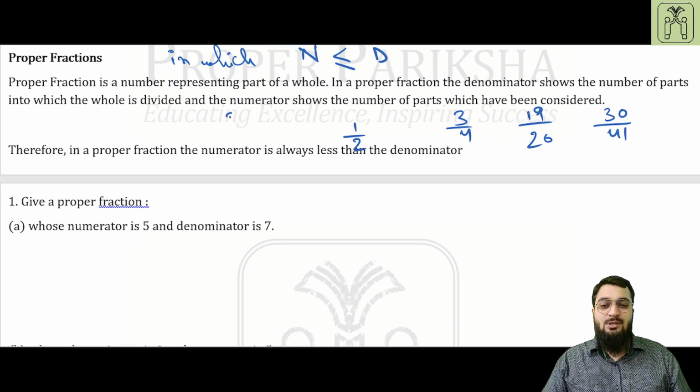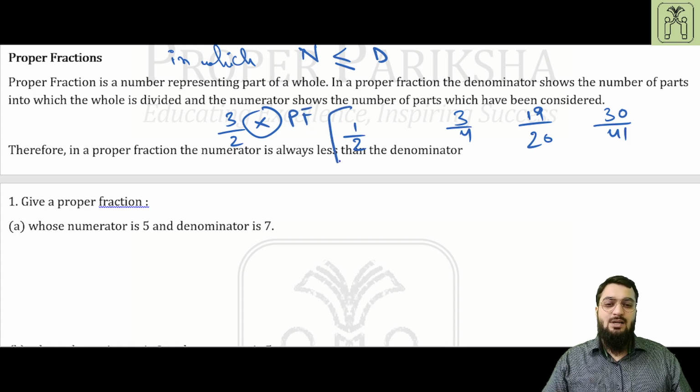And if something is like 3 upon 2, then this is not a proper fraction. These are the proper fractions. Okay, so this is the simplest definition which you can understand, but for the sake of your class exams, you can write this particular definition as it is mentioned in the NCERT.